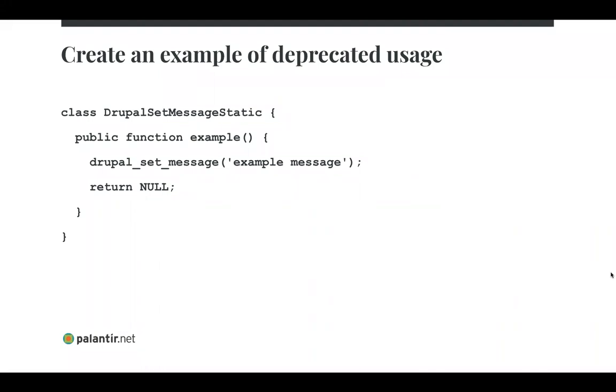The first thing I have been doing when we've been making these is we have an example module in the repository, and we're just adding a bunch of deprecated code to there. This is an example of a class that's in that custom module, and it says, hey, we're calling Drupal set message the deprecated way.